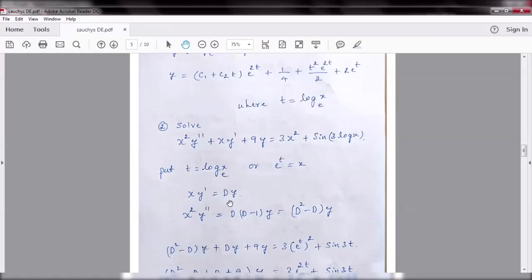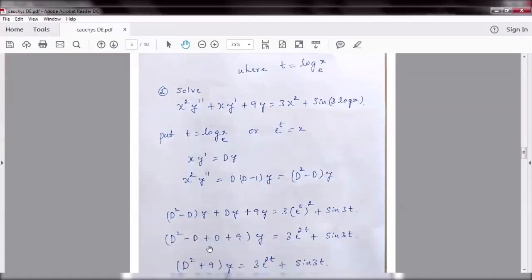So x y dash becomes dy, x square y double dash becomes d into (d minus 1) into y. Now the equation becomes (d square minus d) y plus dy plus 9y equals the right hand side, 3x square. x will be e power t whole square, that becomes e power 2t.